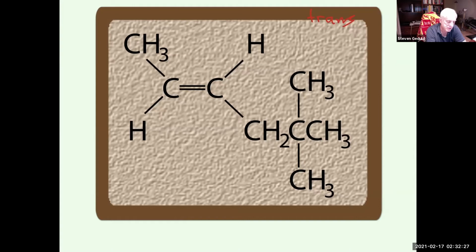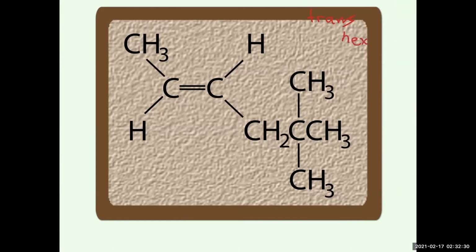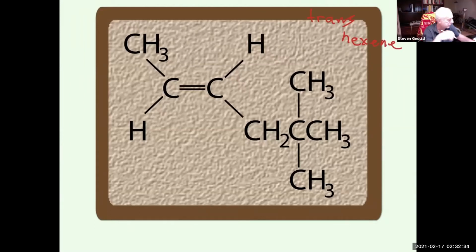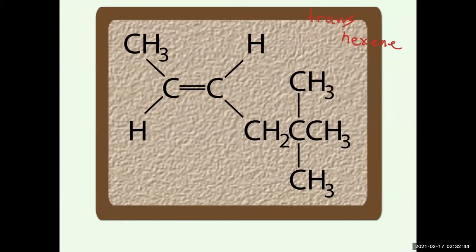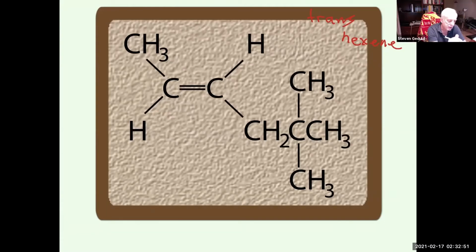6. So it's a hex, and there's a double bond, so it's hexene. And are we going to count from right to left or left to right? Left to right. Left to right's perfect, because you give the double bond the lowest possible number. And then if it's a tie, you go to substituent groups. But there's no tie in this case. The lowest possible number is starting left to right.